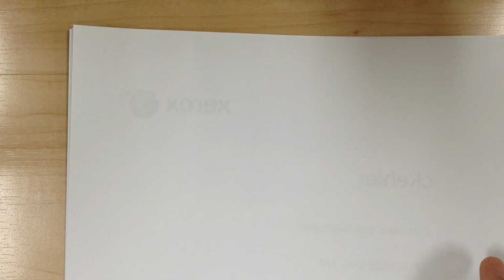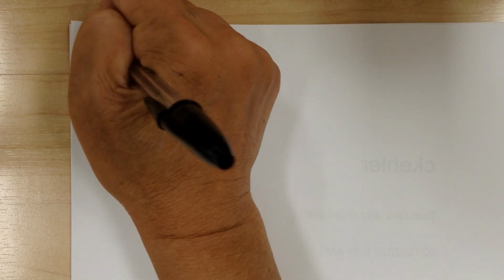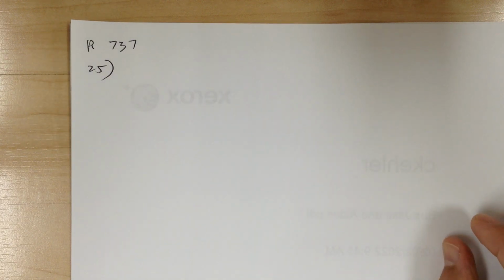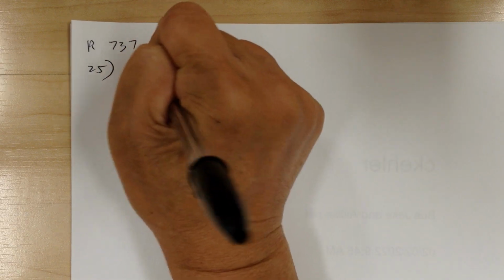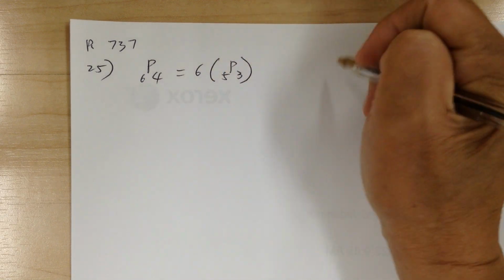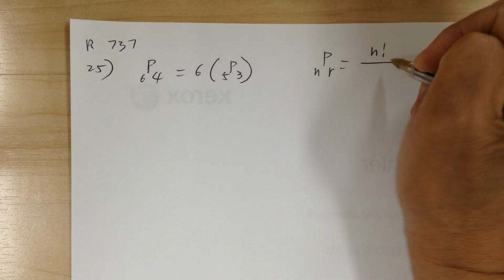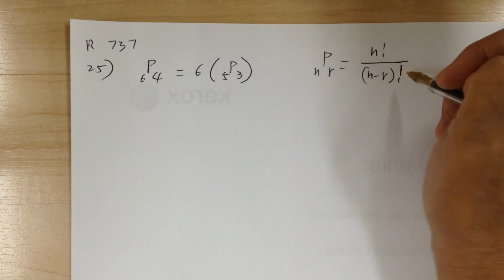Okay, let's go to the next one. Number 25, you want to show that 6P4 is equal to 6 times 5P3. So what you do, you use the definition of the permutation. So nPr equals n factorial divided by n minus r factorial. So that's the definition you have to use.